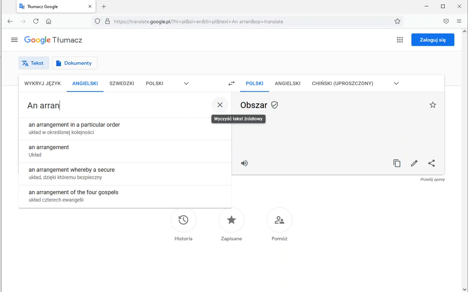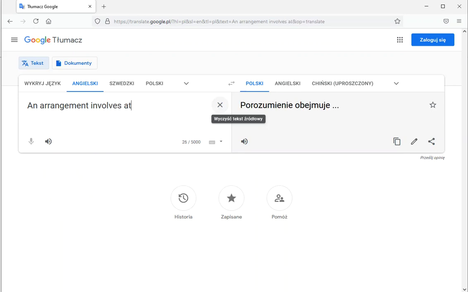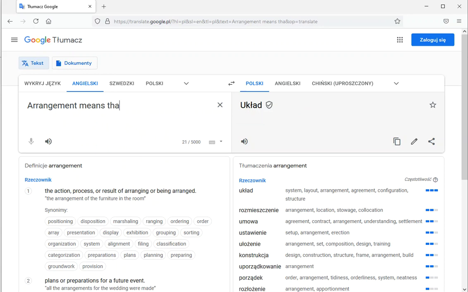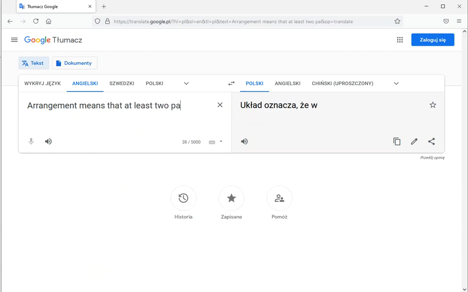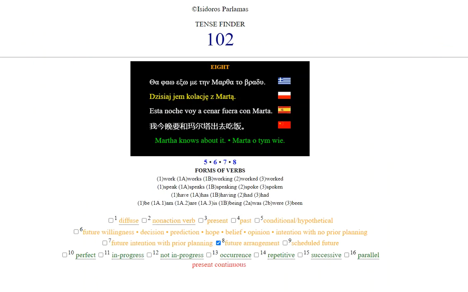What is future arrangement? Okay, an arrangement involves, or better, arrangement means that at least two parties have arrived at an understanding. Okay, this is an arrangement. We talked about this before. So Marta and I have talked about this. We talked on the phone and we agreed to meet for dinner.